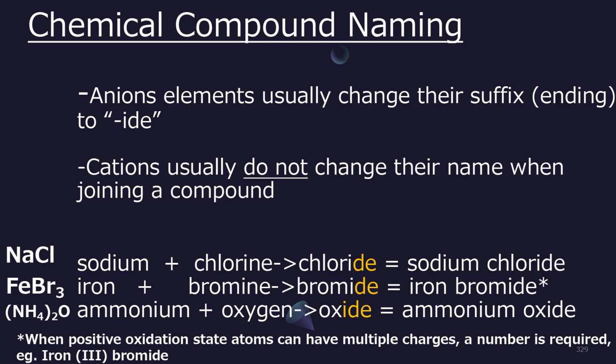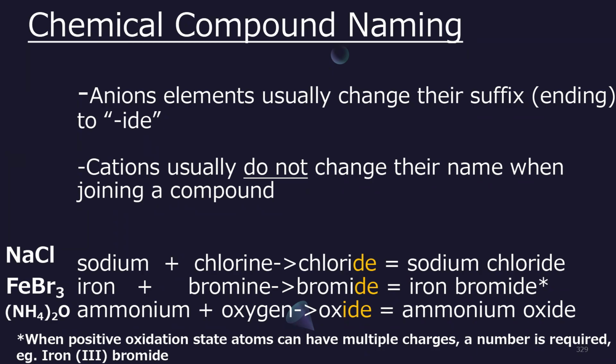Anions, elements that become anions, usually change their suffix, the ending of the name, to IDE, pronounced ide. Cations usually do not change their name when joining a compound, although sometimes you'll see things like IUM appear, like ammonia to ammonium. But if we're just talking about metals, alkali metals on the left side of the periodic table, they do not change their name. So I have a couple examples here.